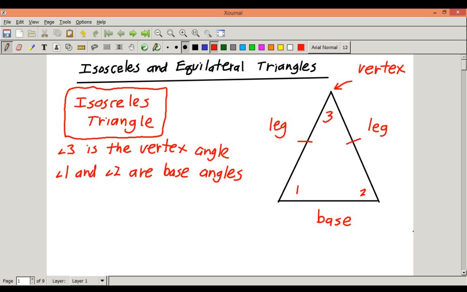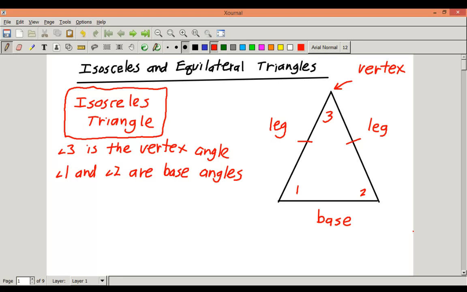Okay, so a little bit of vocabulary first. If you look at the drawing here, you see a picture of an isosceles triangle. Remember we said an isosceles triangle was a triangle that has two congruent sides. And if you look at that drawing, you see them marked off, and they're called legs. So the congruent sides of an isosceles triangle are called legs. The other side is called the base. So you can see all that on the diagram.